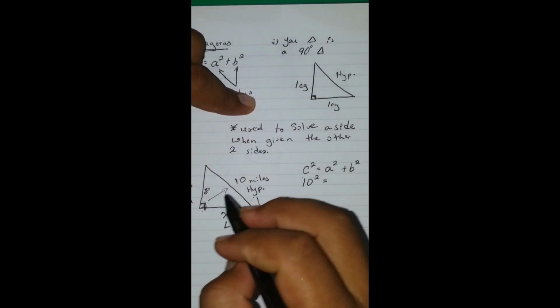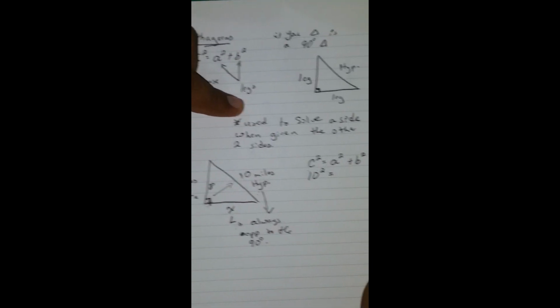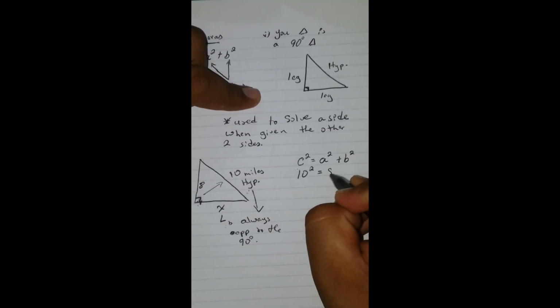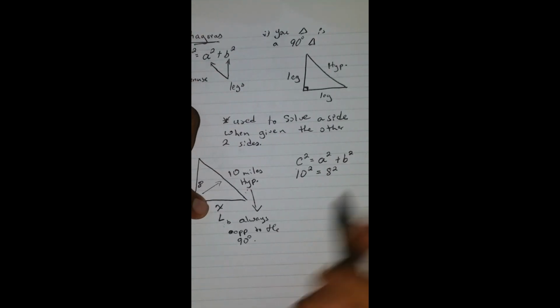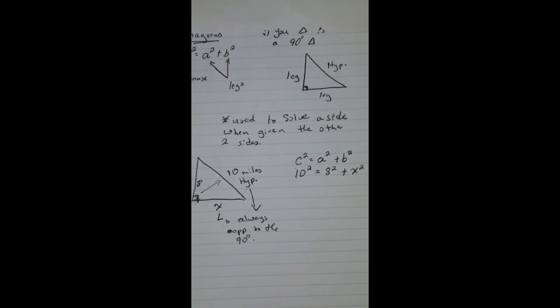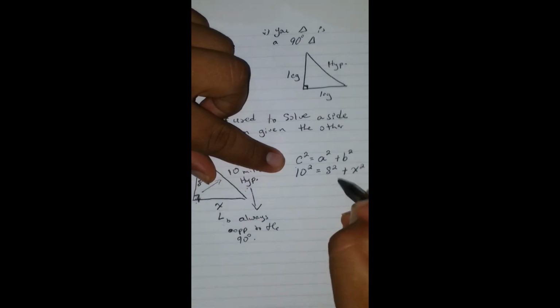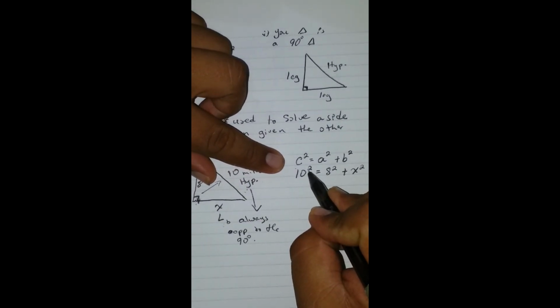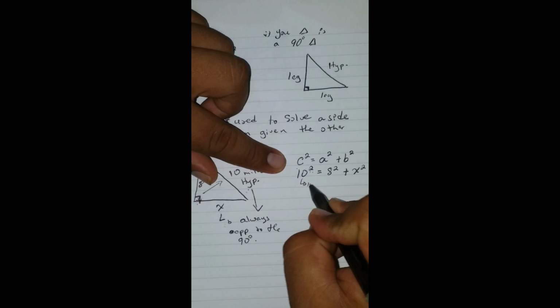So leg a, right, 8, leg b, x. What is leg a? 8. So we put 8 squared. What is leg b? Leg b is x, so we put plus x squared. Now notice that you have 10 squared equals 8 squared plus x squared. So the next thing that we want to do is just square. 10 squared is what? In this case, 10 squared is 10 times 10.